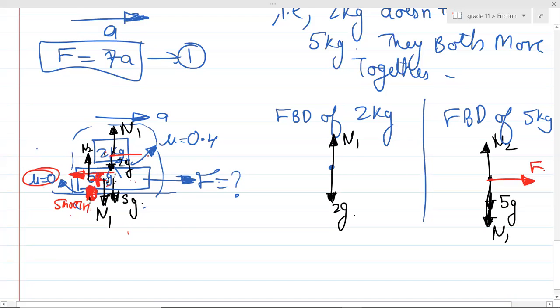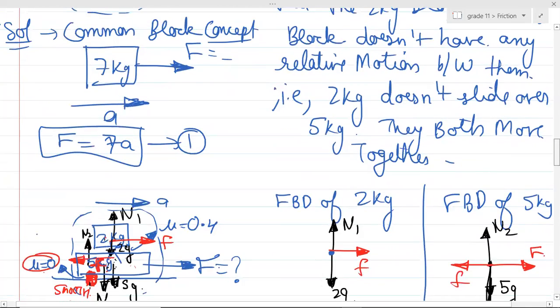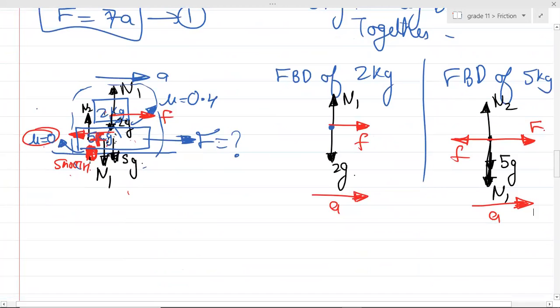The same friction will be acting in the forward direction on the 2 kg. So basically on 5 kg the friction is acting towards the left, and on 2 kg the friction is acting towards right. Is this clear, guys? This block was accelerating with an acceleration a towards right, and this block is also accelerating with an acceleration a towards right. Why is the acceleration common? Because we don't want 2 kg to move over 5 kg. Is this clear, guys?